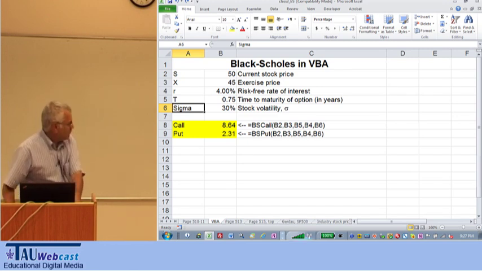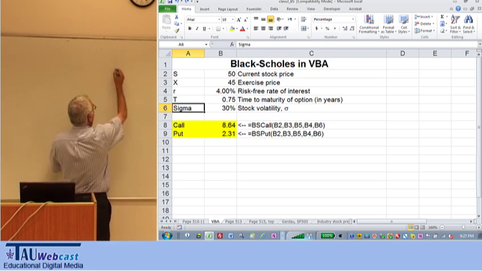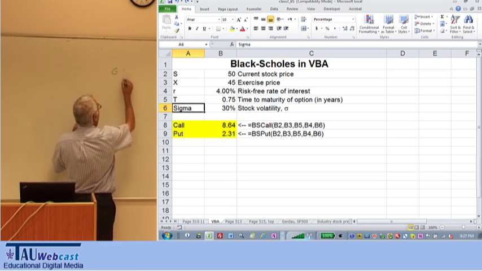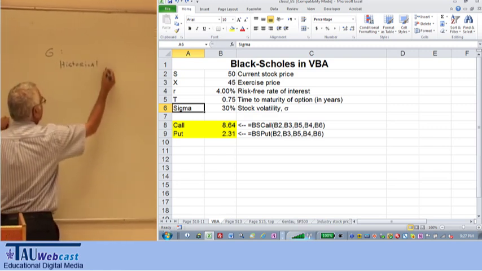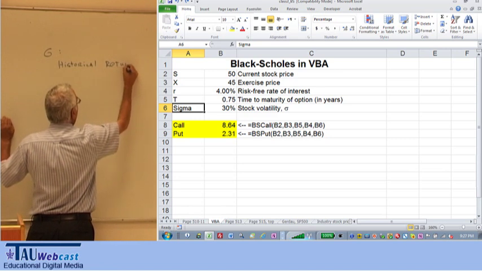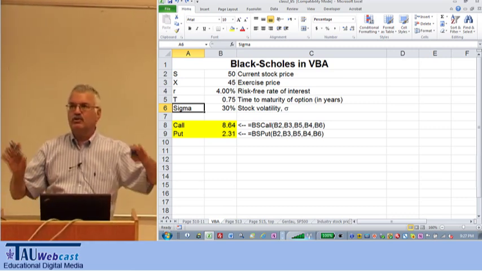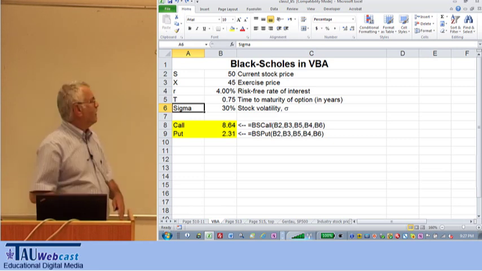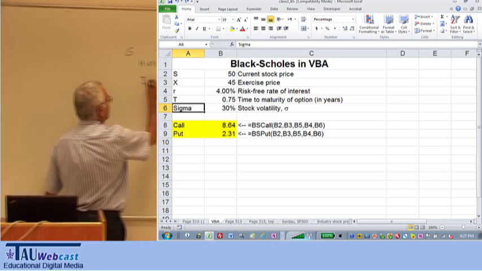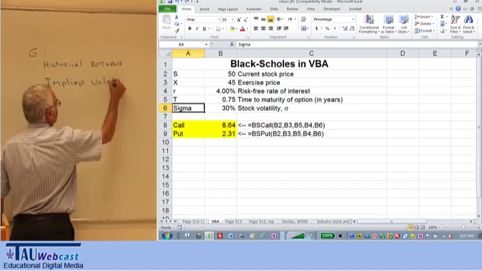And for the standard deviation, there are two methods. One is from historical returns. I see my time is almost up, so I'm not going to do this. There's an example in the book. And the second method is the implied volatility.